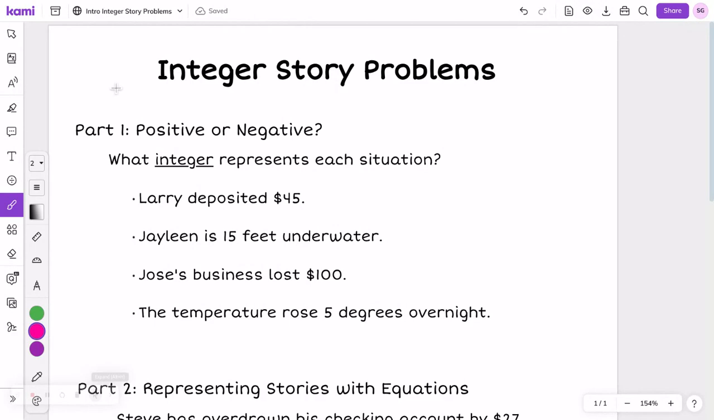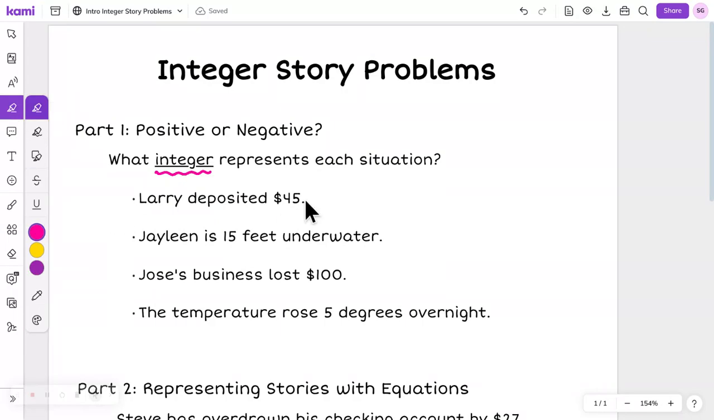The first part of this introduction video is talking about being able to identify what integer represents each situation. And we learned in that last lesson that integer means we're talking about positive and negative numbers. So for example, if you see the sentence, Larry deposited $45, there's a key word in that sentence that helps you know the sign of the number, and that is that word deposit there. If you deposit money, that is money you have, and so that 45 there would be a positive 45.